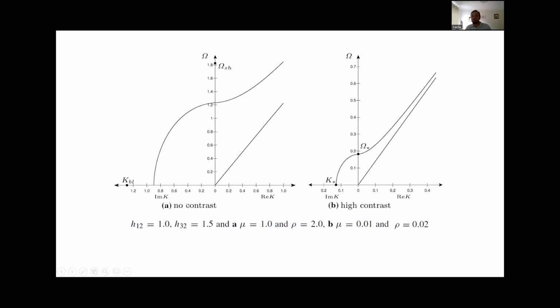Well, this is the case of no contrast. So obviously our approximation for this value of k boundary layer or the cutoff frequency are not expected to work, and they are not working indeed. However, if we look at the case of high contrast, then indeed both of these values are in their place.